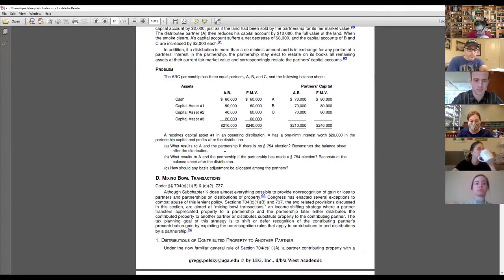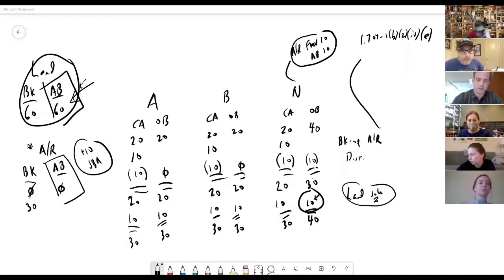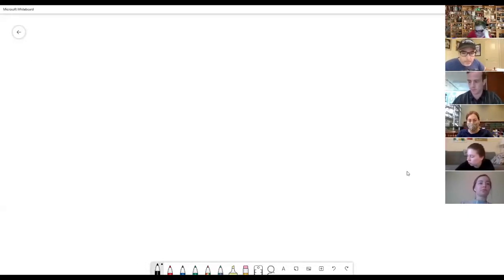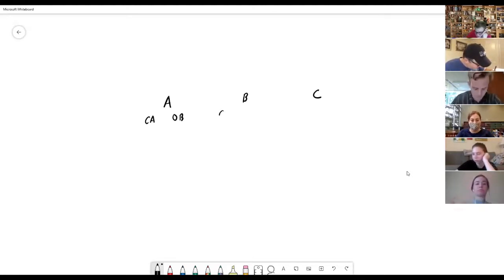So the first question assumes there's no 754 election and says, okay, what are the consequences with respect to this distribution? So let's put this up on the board. So again, we've got A, B, and C. And I'm just going to put book capital accounts and outside basis. The tax capital accounts are going to be the same as the outside basis. Here we have no debt. But let's just put that up.